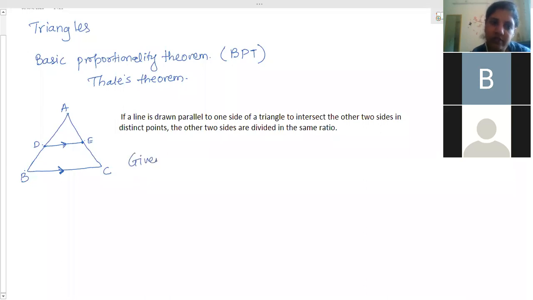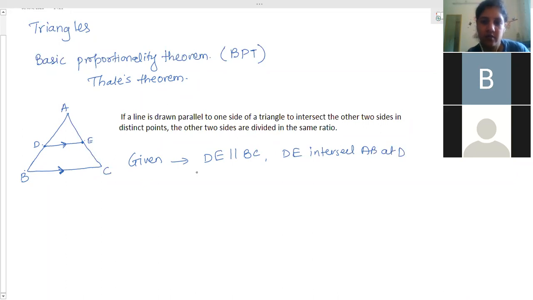So what are the things given? DE is parallel to BC. DE intersects AB at D and AC at E.